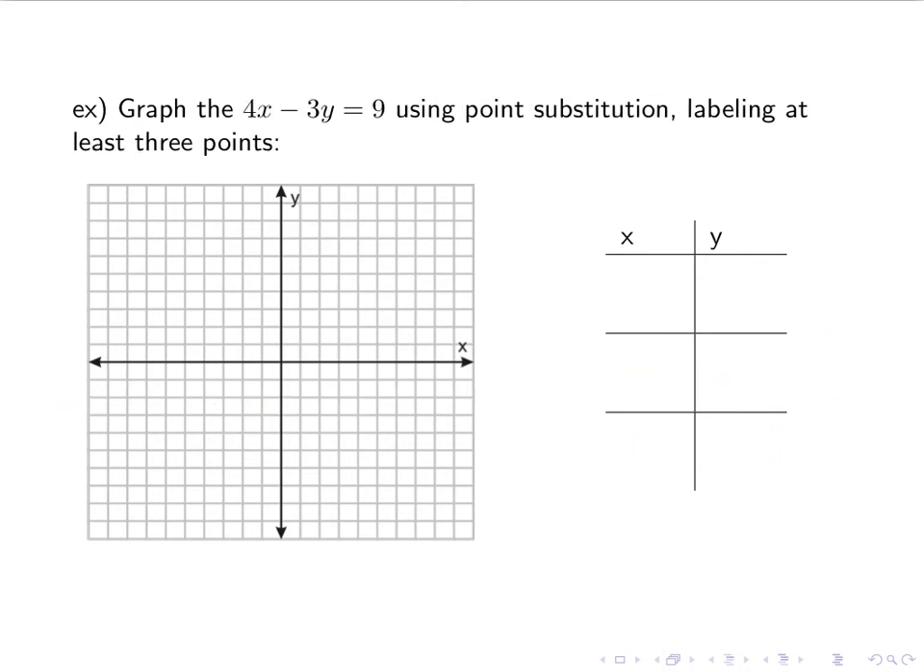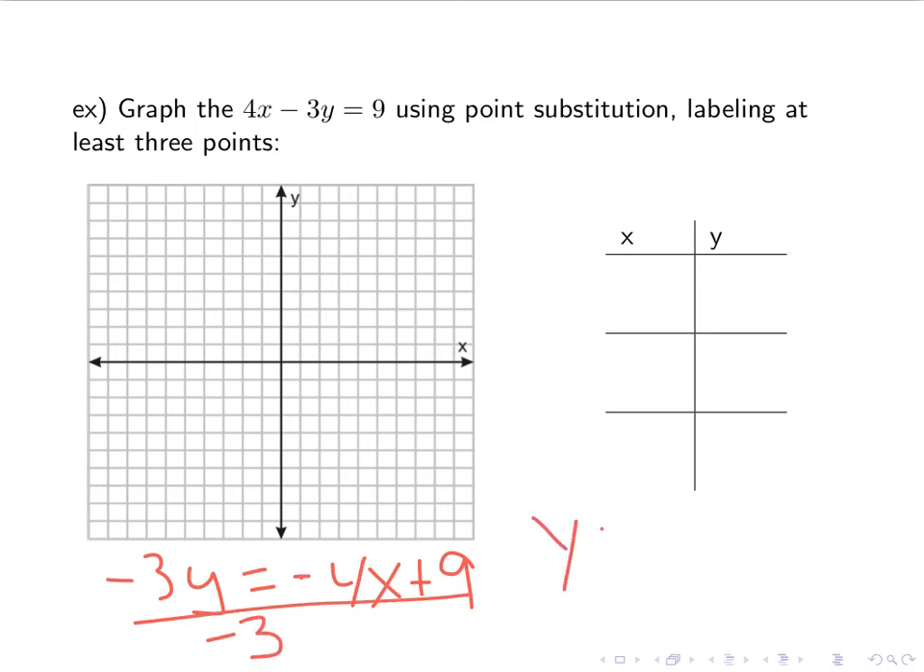And our last example, graph 4x minus 3y equals 9 using point substitution. So again, the first thing I want to do is solve this for y. So I have -3y equals -4x plus 9. So I'm moving the 4x over. Don't forget that that 3y is still negative. And then divide everything by -3. So I end up with y equals, the negatives cancel on the x, so I have a +4/3 x. And then 9 divided by -3 is -3. So y equals 4/3 x minus 3.